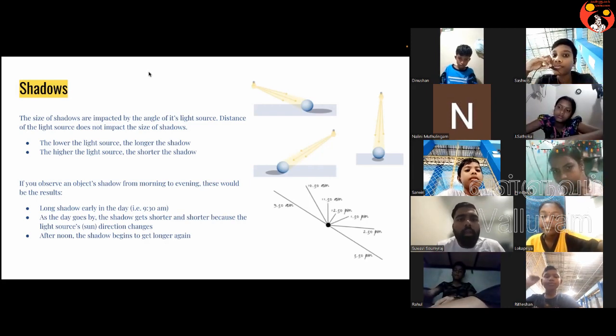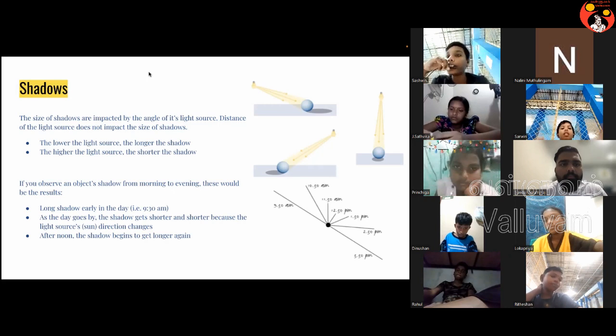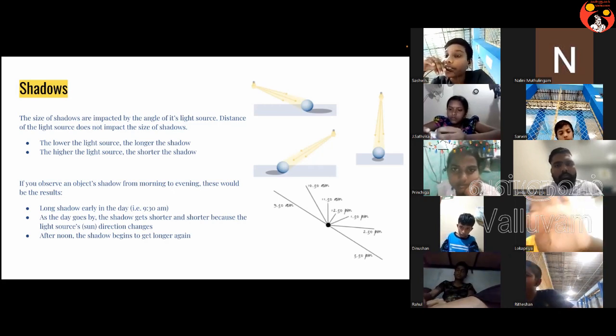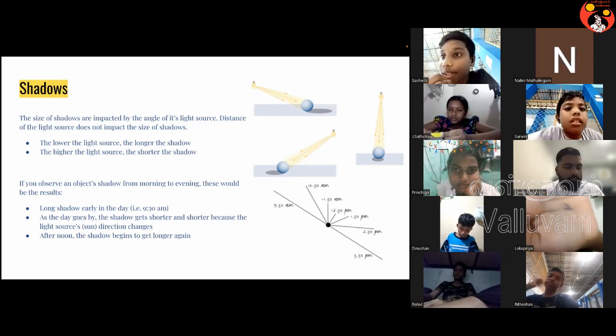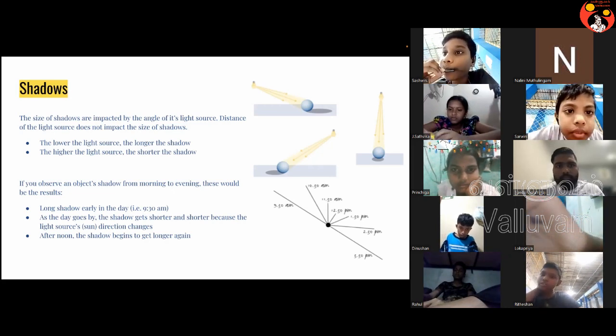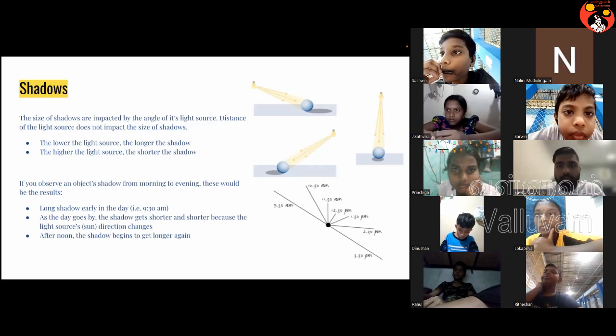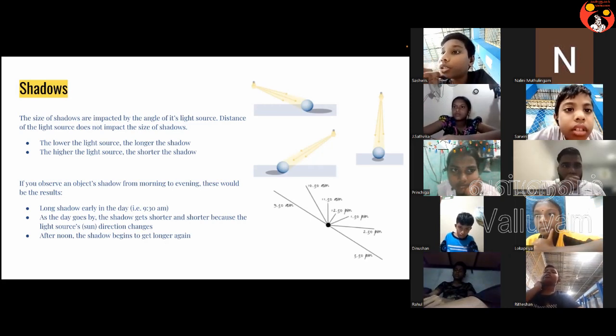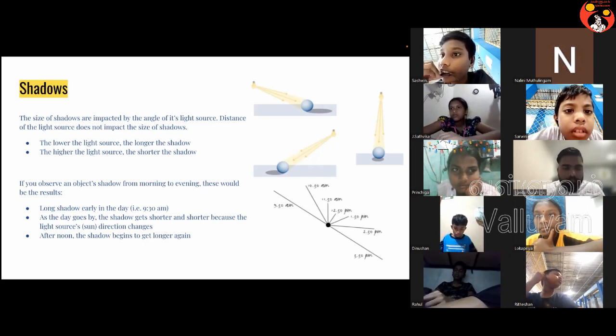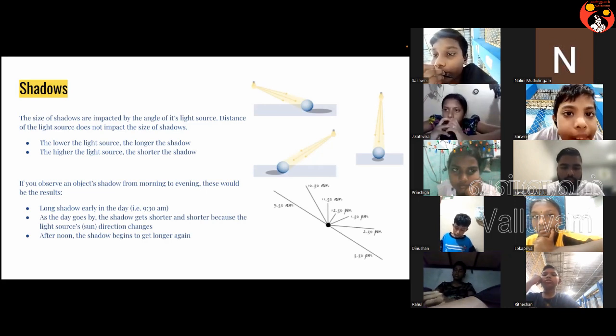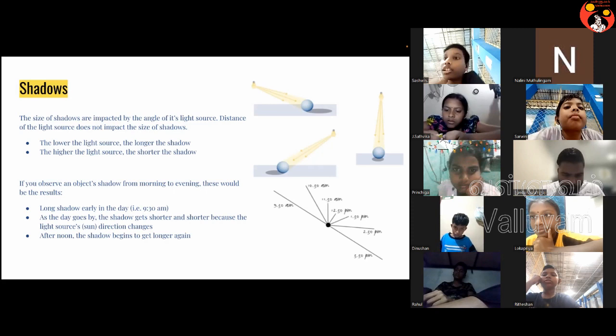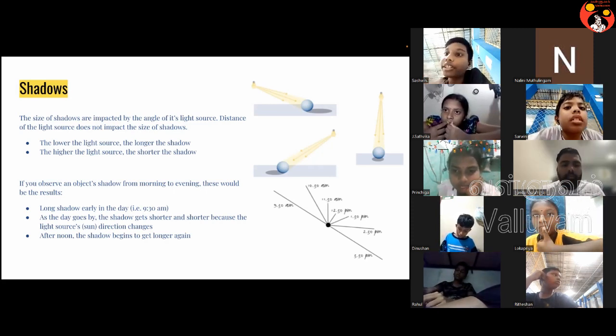Sashwin? Yes, sir. In the first picture, the shadow is bigger, right, sir? So in the first picture, is it morning? Yes, correct. Exactly right. So the second picture is it's 12:30 p.m., right, sir? And the third one is the shadow is getting lower, right, sir? So it is getting night. It is getting almost night, right, sir? Correct. Exactly right.